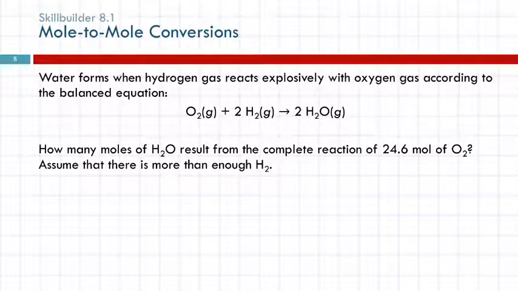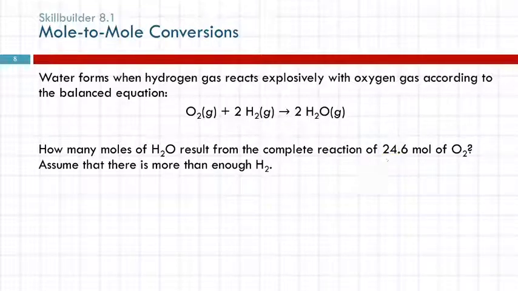Let's do another example. So, water forms when hydrogen gas reacts explosively with oxygen gas according to this balanced equation. How many moles of water result from the complete reaction of 24.6 moles of oxygen? Assume there's more than enough hydrogen. So we're given this equation. The sentence at the top, that's just fluff. That's just words. The chemical equation here is what we need.